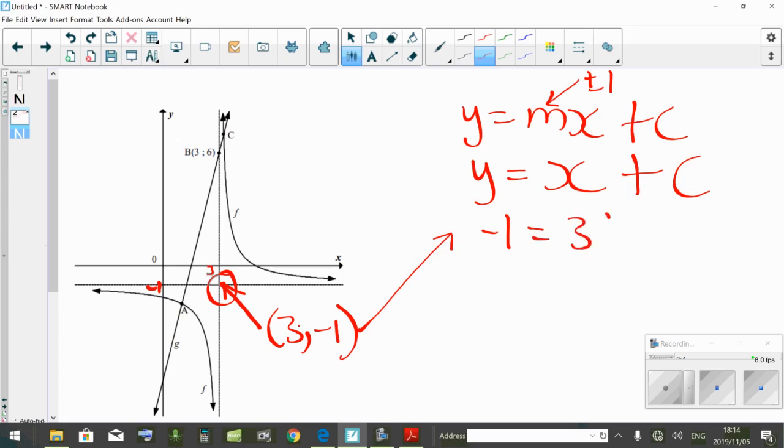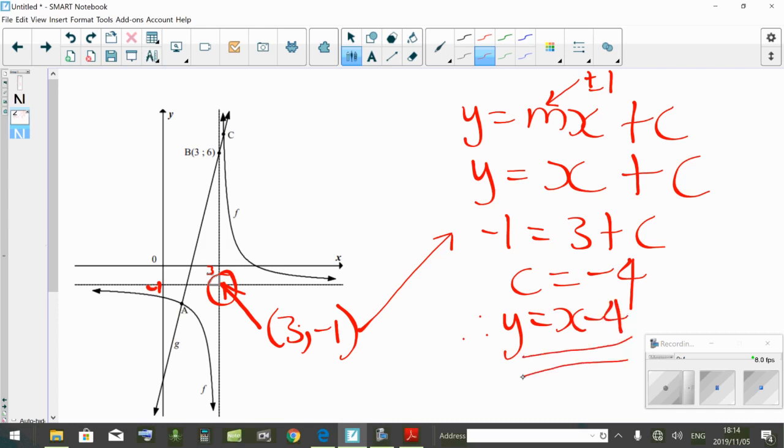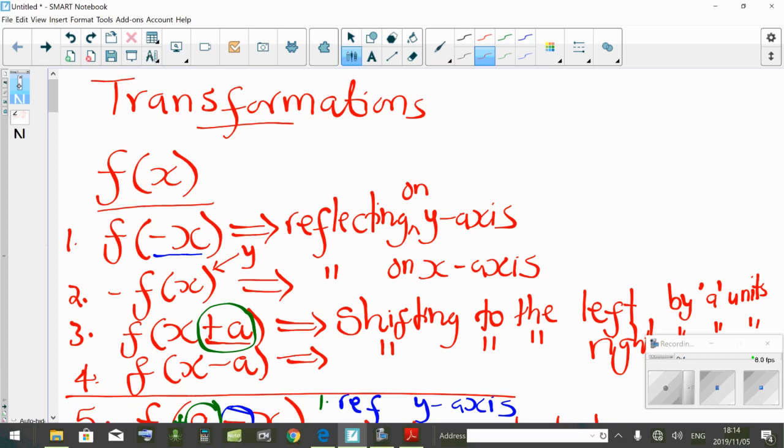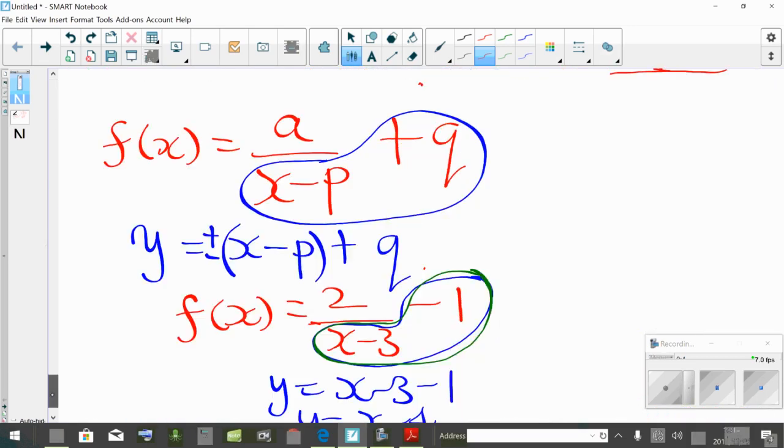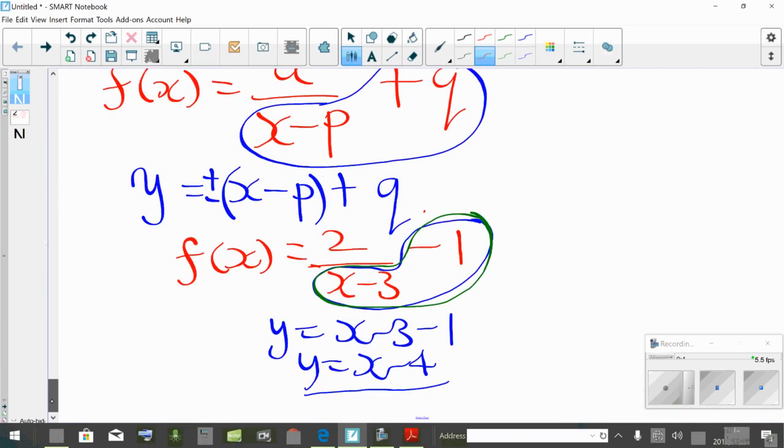Negative 1 is equal to 3 plus c, meaning c is equal to negative 4. Then you conclude that y is equal to x minus 4, which gives us the same conclusion as we obtained with this initial method. So, choose you this day which method you're going to use.